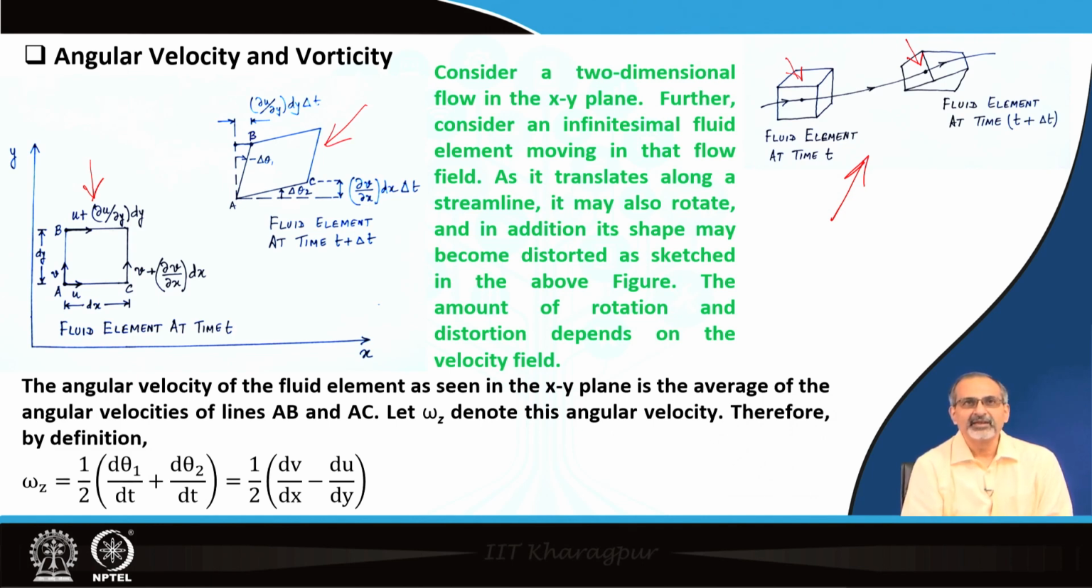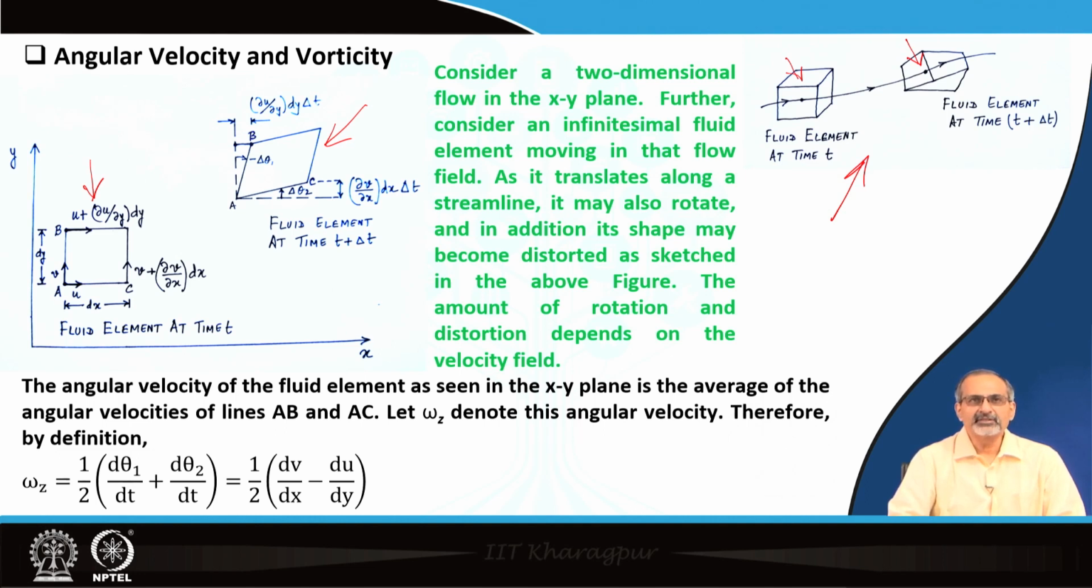So, it appears that two adjacent sides AB and AC have rotated by some angle, and consequently the shape of the element has changed. It also has elongated a bit, and so on. As it translates along a streamline, it may also rotate, and in addition its shape may become distorted, as we have sketched in the figure. The amount of rotation and distortion depends on the velocity field. All that the fluid element is undergoing is by virtue of the velocity field which is advecting it.